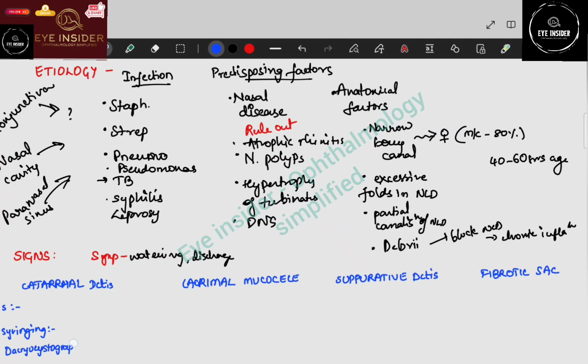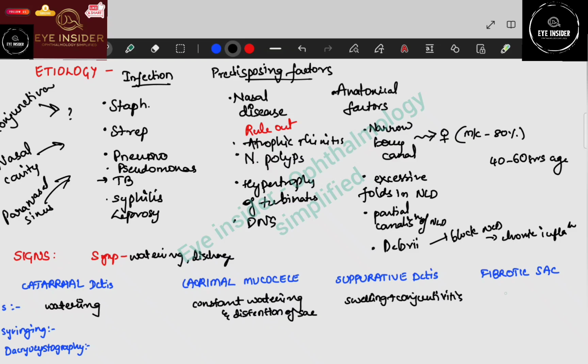In catarrhal dacryocystitis, the patient presents with watering and discharge, whereas in the mucocele there is constant watering and discharge and distension of the sac. So you can see a rounded area near the medial canthus. In the suppurative stage, we can see a swelling, and along with that there will be conjunctivitis because there is infection. In the fibrotic sac stage, there will be constant watering and discharge from the eye.